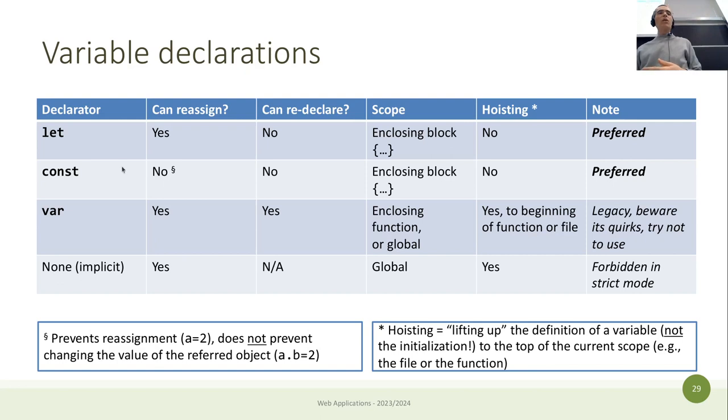Let and const are very easy to understand. Let behaves as we expect in other languages. You declare a variable, and from that point on, it exists. You're free not to assign a value to the variable, like I did before: let abc, that's all. But when you declare it, you cannot redeclare it. So you cannot say let abc again, because the name already exists. So it prevents the problem that I was mentioning before.